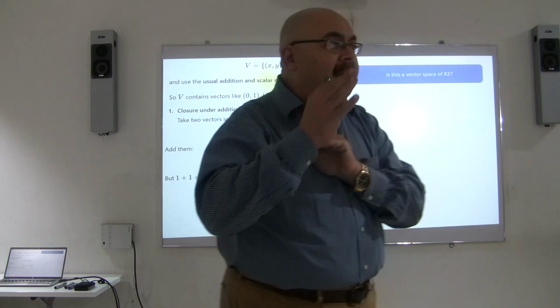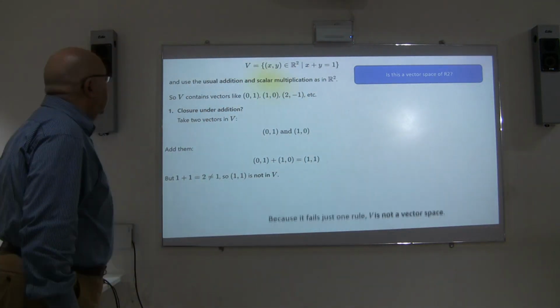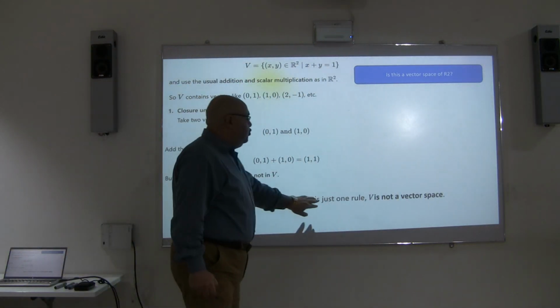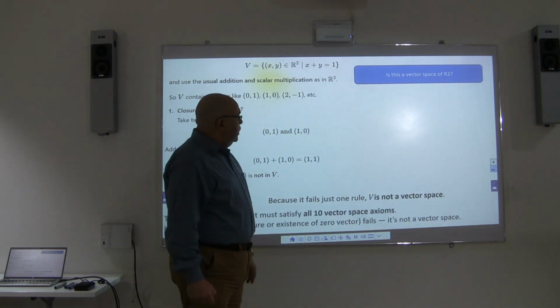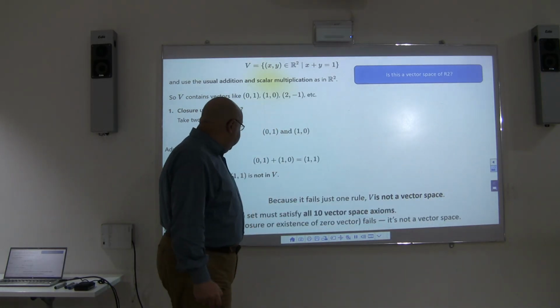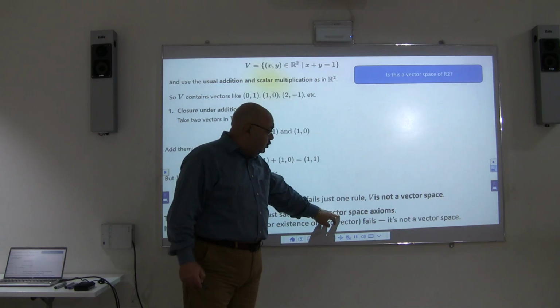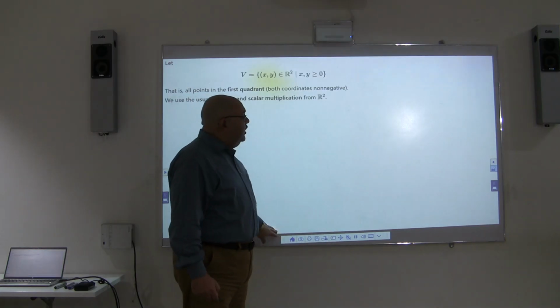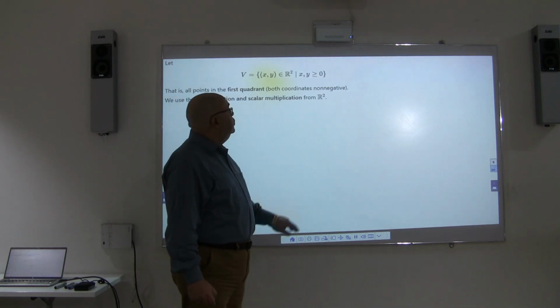Okay, very good. Because it fails just one rule, V is not a vector space. Here it says that to be a vector space, it must satisfy all 10 vector space axioms. So a failure to do so means this is not a vector space.